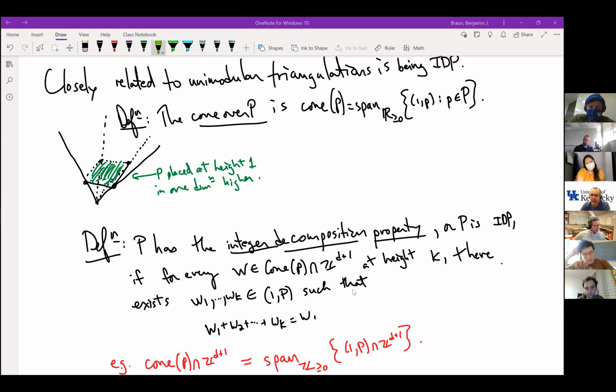The object of interest for a lattice polytope is all of the integer points in that cone, and that forms an additive semigroup. It's an affine semigroup, and it has a unique minimal generating set. There's a set of integer points in this cone that will generate all the other lattice points through non-negative integer combinations. That minimal additive generating set is the Hilbert basis.